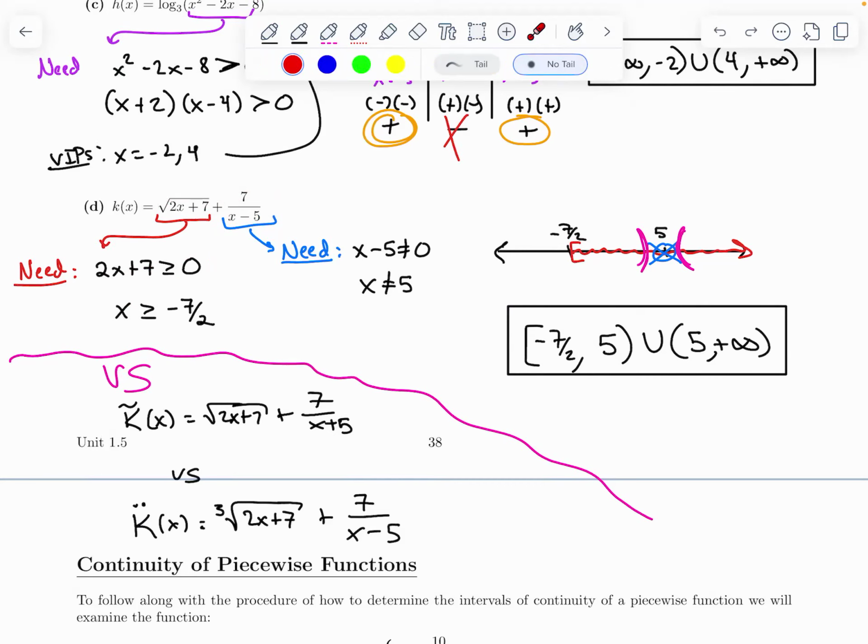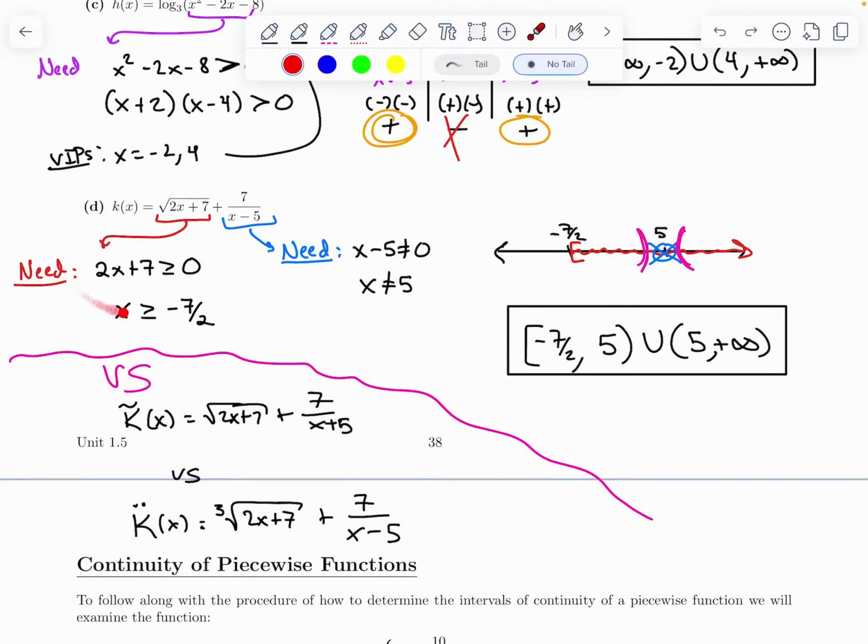The other condition is that we can't be dividing by 0. So even though you can plug 5 into the radical portion and get the square root of 17, which is a number, that's not enough because you'd get the square root of 17 plus undefined, which doesn't make any sense. So we also need the fact that x cannot equal 5. So we have to take both of those into account.